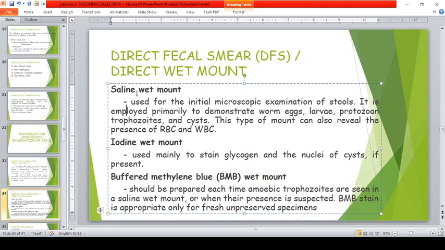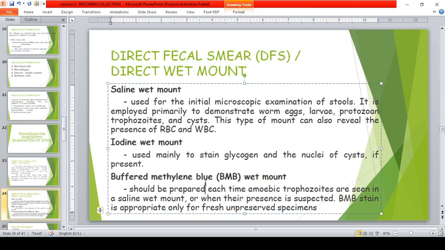Iodine wet mount is used mainly to stain the glycogen and nuclei of cysts, if in case present. So with iodine wet mount, cysts can usually be specifically identified. So ano mga ba yung mga may cyst, guys? And mga may glycogen na parasite. So we discussed this already, yung second discussion natin in the lecture. Protozoan parasites have glycogen and nuclei, as well as other parasites kagaya ng mga Giardia.